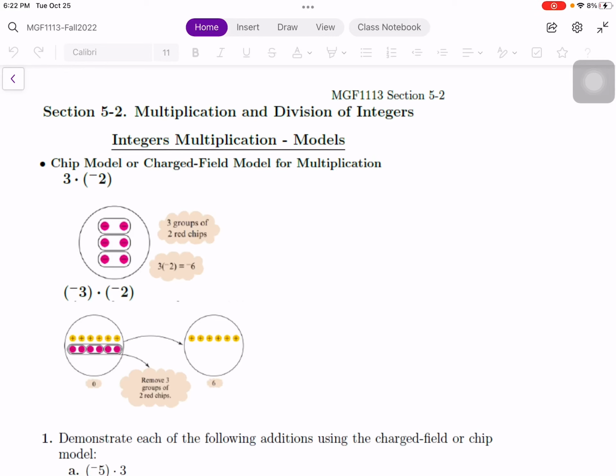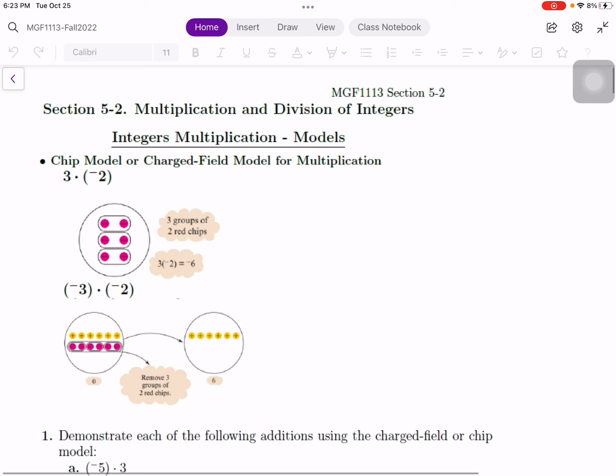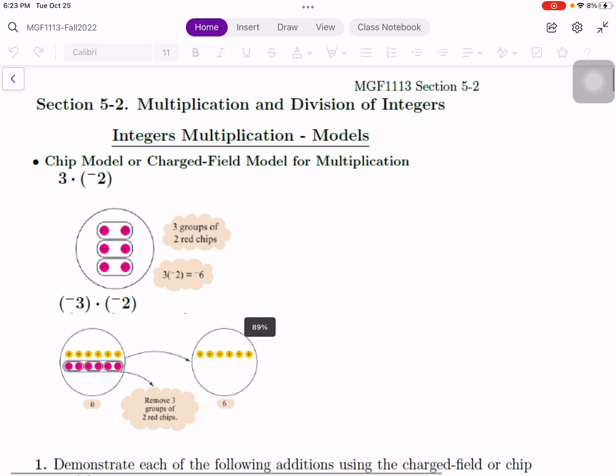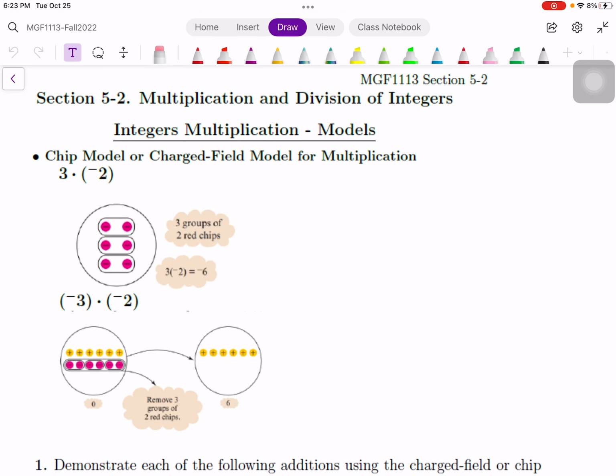Okay, so 5.2 talks about multiplication and division of integers. We're going to discuss multiplication first, with two models: a chip or charged field model like we had for addition and subtraction, and a number line model. Let's start with the chip model.